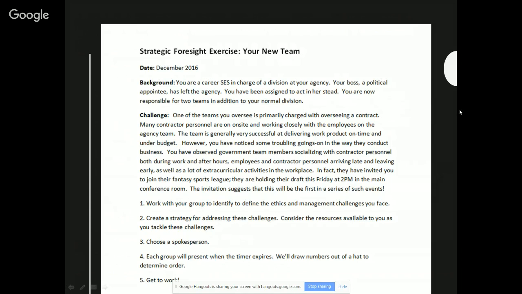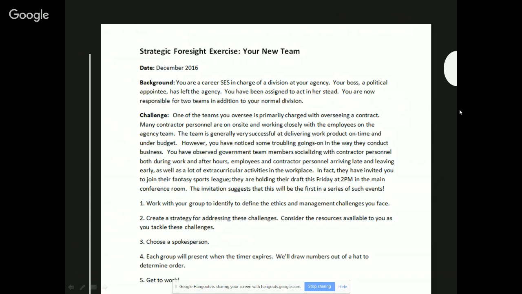So the background here is that you're a career SES in charge of a division at your agency. Your boss, a political appointee, has left the agency, and you have been assigned to act in her stead. You are now responsible for 2 teams in addition to your normal divisions. So this is a situation that might occur for any number of our career SES leaders. They may be asked to be responsible for a larger group or oversee a larger group of employees, or to fill in as the leader for some other divisions.